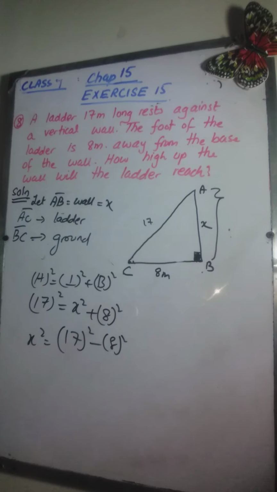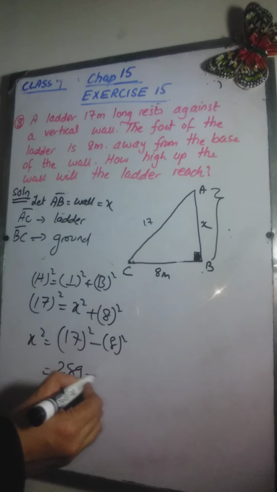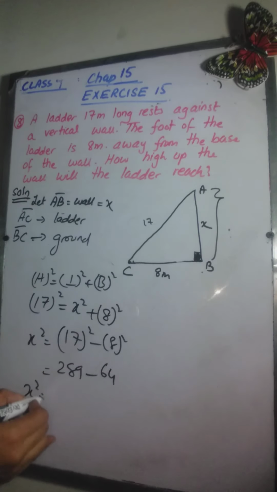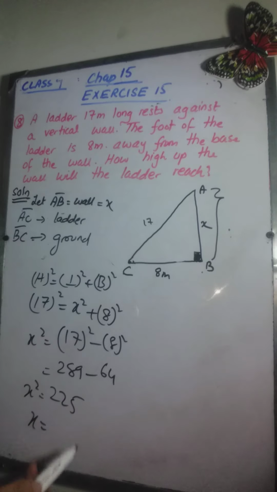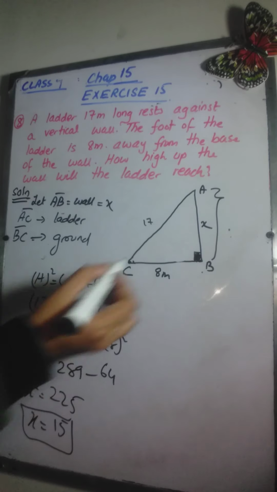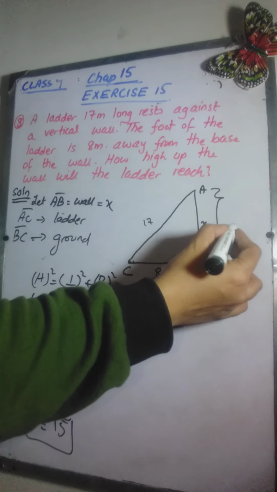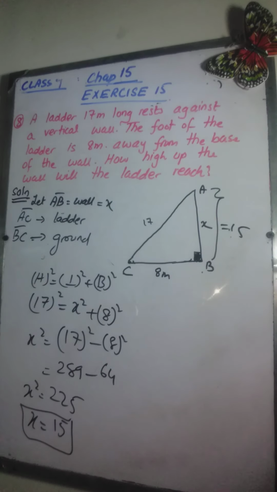We know that 17 square is 289. x square will be 289 minus 64, which is equal to 225, and x will be the positive square root of 225, which is 15. So it means that the length of this height will be equal to 15, and this is what they wanted us to find out. So this completes the solution of question number 8, and this also completes our questions from the exercise 15. Let's move to the next exercise.